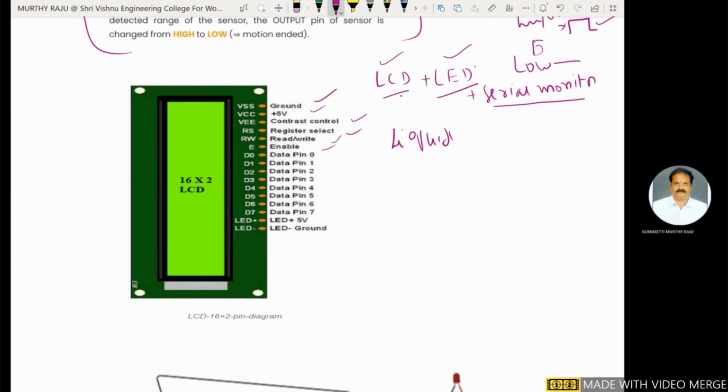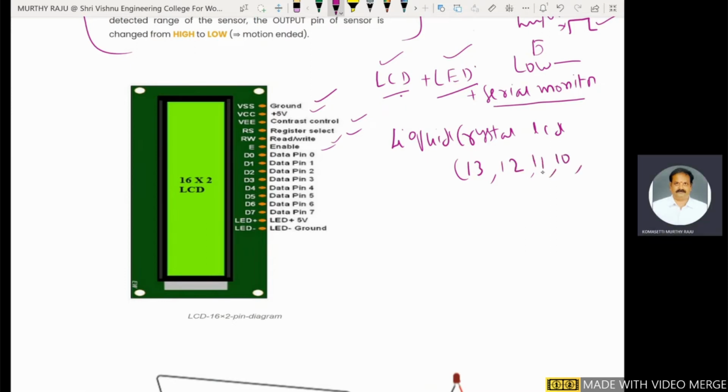Liquid crystal LCD. These are the Arduino pins 13, 12, 11, 10, 9, 8. These are some Arduino pins. This pin of the LCD is connected to ground. 5 volts is connected to 5 volts of the Arduino board.